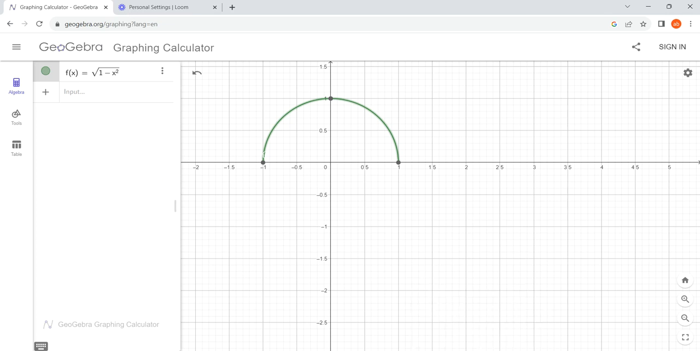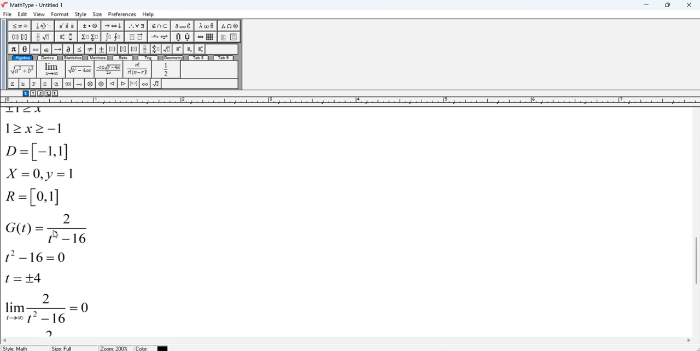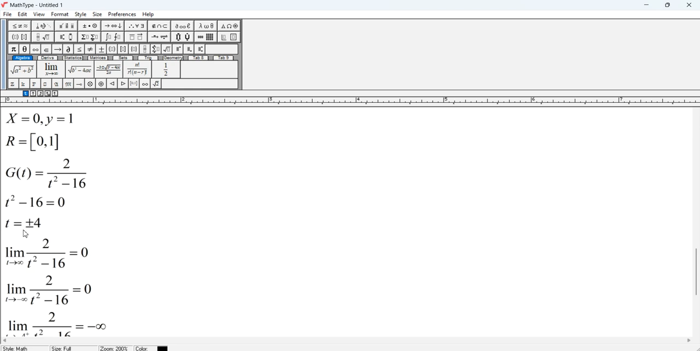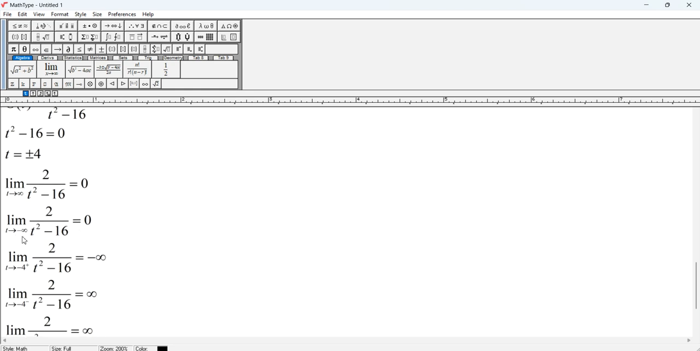Let's move to the last question today. I'm gonna discuss g of t equals 2 divided by 2t squared minus 16. Let's find the zeros of the denominator. t equals plus or minus 4. When the limit of t approaches infinity, this is 0. When the limit of t approaches minus infinity, 2 divided by t squared minus 16 equals 0, because infinity minus 16 is infinity, and 2 divided by infinity equals 0.